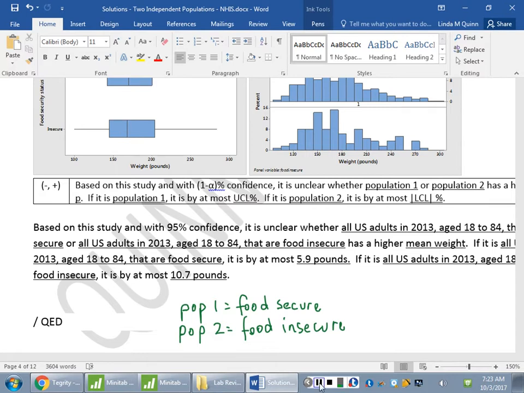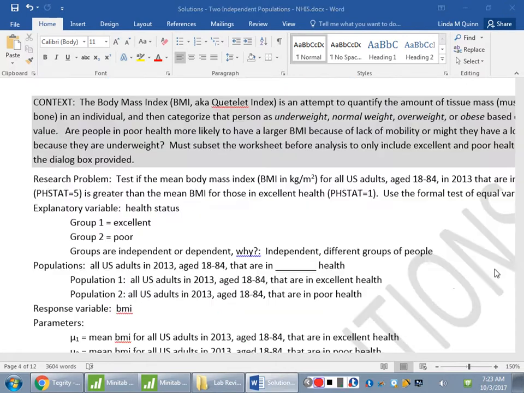All right, let's move on to the confidence interval problem. I'm sorry, I meant the hypothesis testing problem for two means. So in this case, we're testing if the BMI for adults that are in poor health, pH stat equal 5, is greater than the mean BMI for those in excellent health.